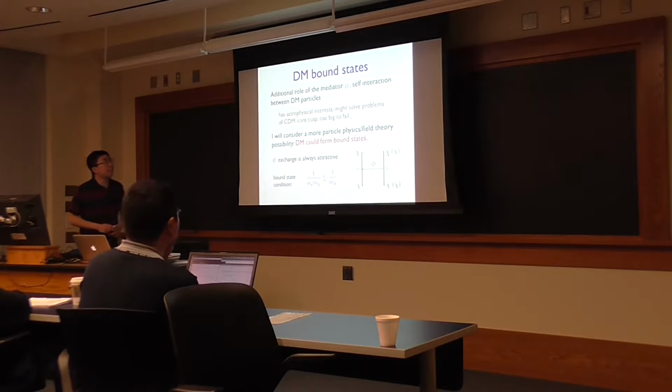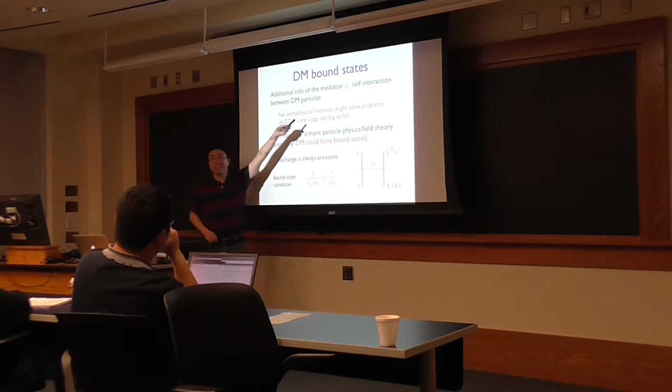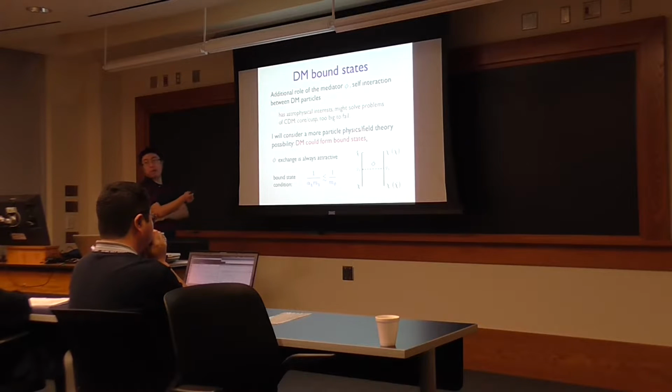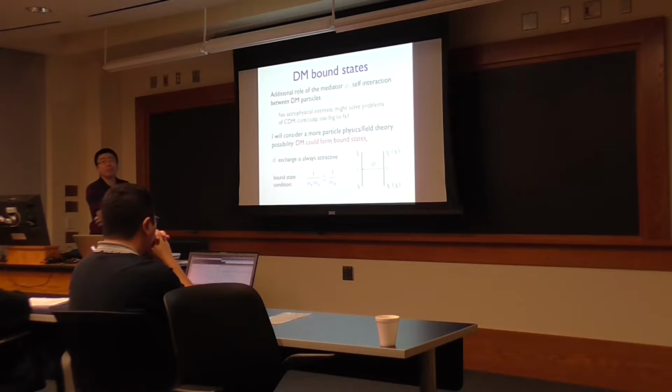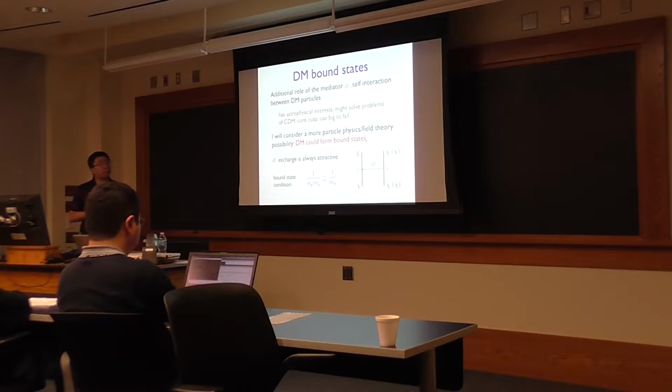So the next slide, the thing I'm really excited about is the dark matter bound state. The point is that when I have introduced this additional scalar phi, in addition to mediating interactions or letting the dark matter annihilate, it can also have some back reactions on the dark matter, which is to deal with self-interactions. And this self-interacting dark matter has been a hot topic in recent days. Mainly for astrophysical interest, because it can solve some structure problems if you believe in it. I will not talk too much about that direction, but I will consider a more particle physics or field theory possibility, which is the bound state problem.